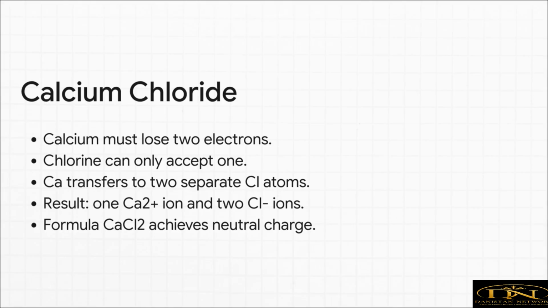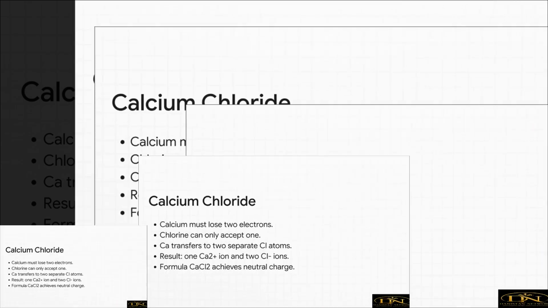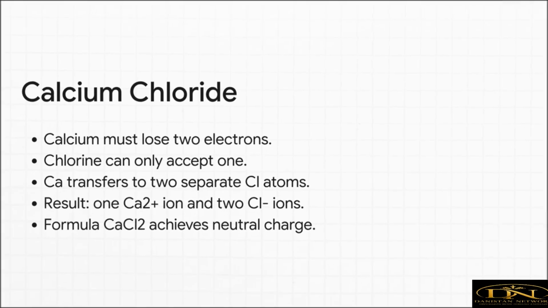1 electron goes to the first chlorine atom, and the second electron goes to the second chlorine atom. We end up with 1 Ca2+ ion and 2 separate Cl- ions. So the formula becomes CaCl2, perfectly balancing a +2 charge with 2 -1 charges. It's a slightly more complex ratio, but it achieves a perfectly simple objective: overall electrical neutrality.